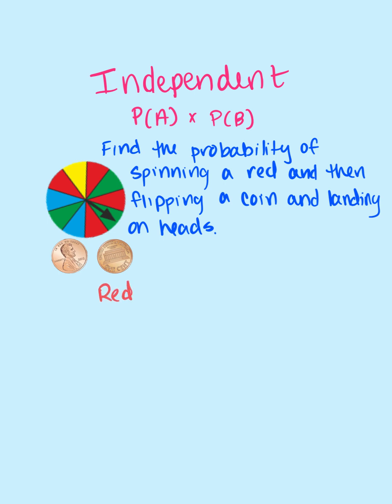So first, we're going to talk about getting a red. What's the probability of landing on a red? Well, there's 1, 2, 3, 4 reds out of 1, 2, 3, 4, 5, 6, 7, 8, 9, 10 sections. So that is 4/10, which I could then actually simplify to 2/5. Then I'm going to find the probability of landing on heads. How many choices are there to get heads? 1 out of how many choices total? 2. So all I'm going to do is multiply 2/5 times 1/2.